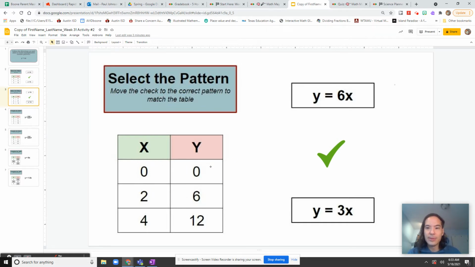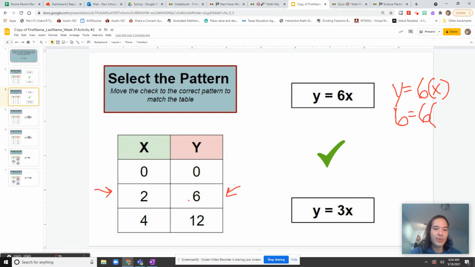All right, so let's use the second line, y equals 6x. So we're going to replace y with 6, and then we're going to take 6x, and we're going to replace x with the number in our x value. This is what we're looking at right now. So we replaced y with 6, x is 2, 6 does not equal 12. This does not look like it works.